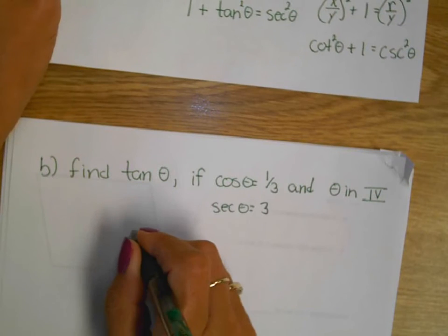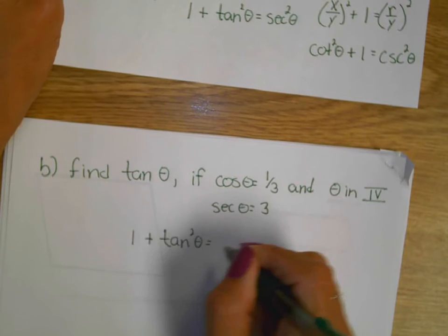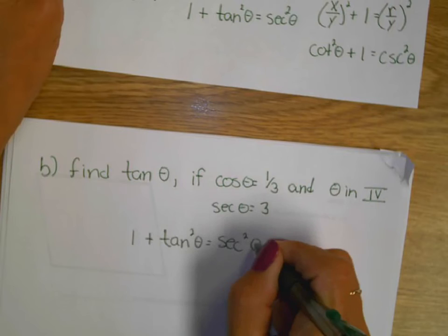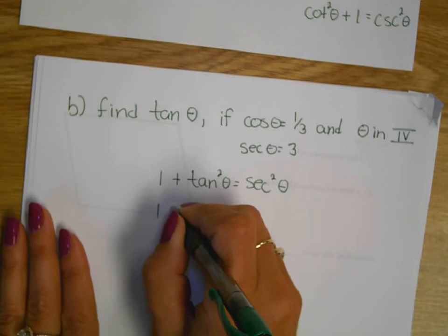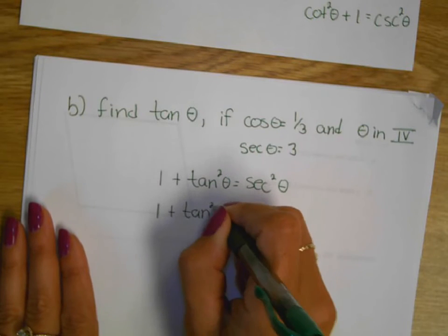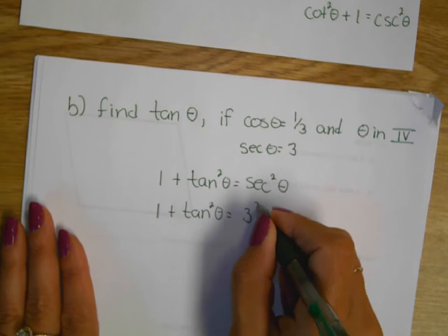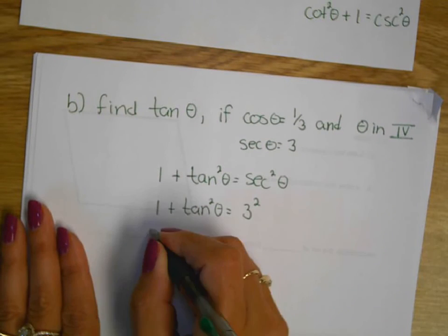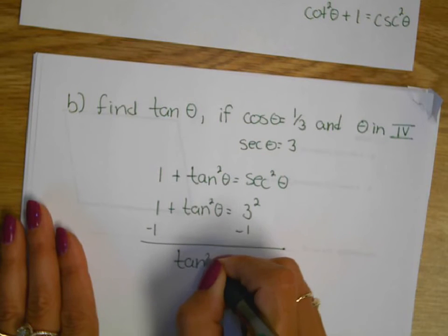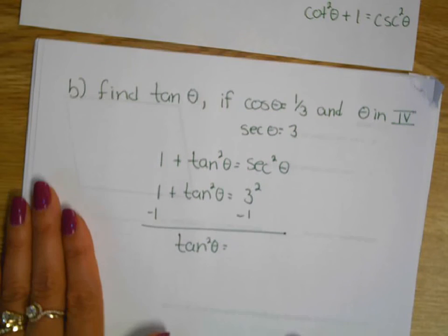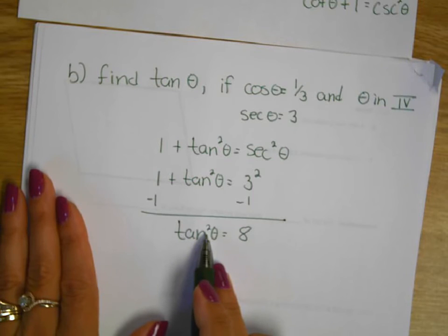So we'll start with 1 plus tan squared equals secant squared. And again, it's plug and chug. So we keep the 1 plus tan squared. We know secant is 3, and we've got to square it. We'll subtract 1. So 3 squared minus 1 leaves us with 8. That's our tan squared. I want tan.